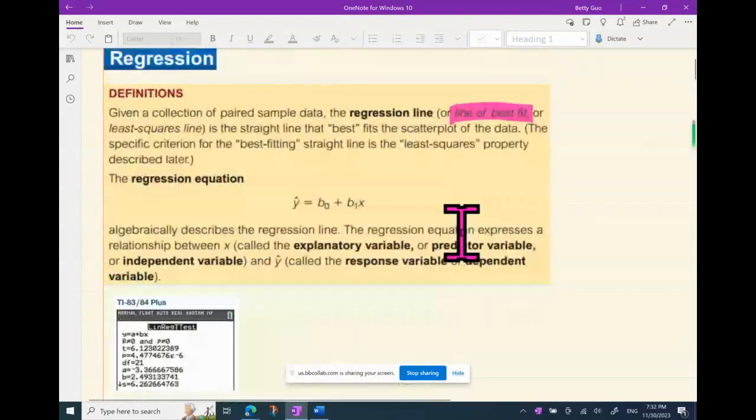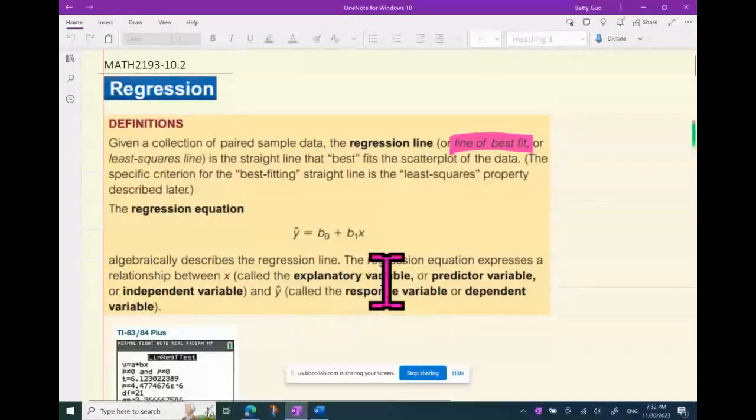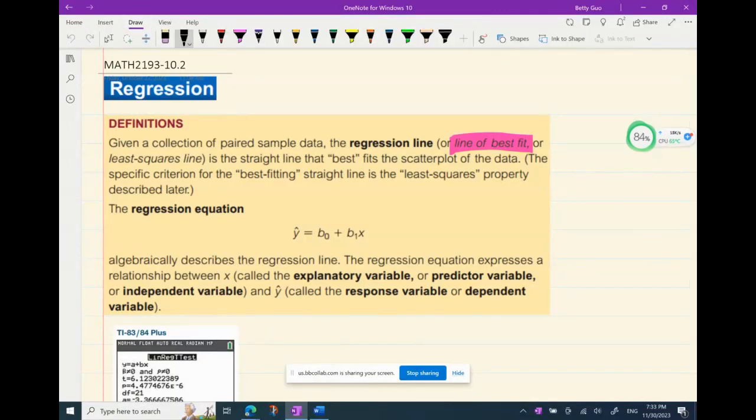We have more concepts here. The regression equation expresses a relationship between x, also called the independent variable, and y hat. Y hat here is the dependent variable. Y hat here is the estimate value of y.